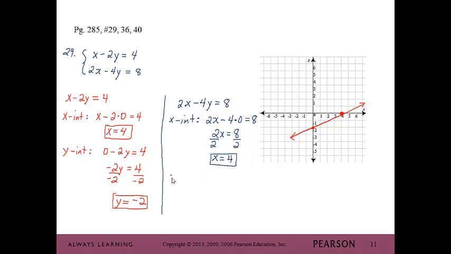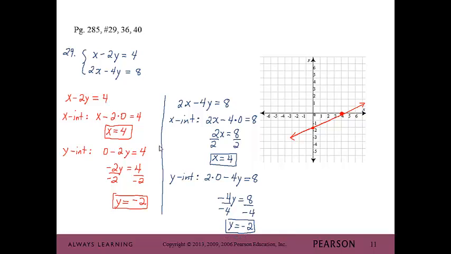And then let's go ahead and find the y-intercept. And now we have 2 times 0 minus 4y equals 8. So now we have negative 4y equals 8. Divide both sides by negative 4. And we'll have y equals negative 2.